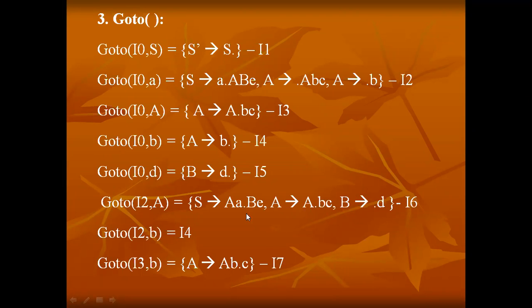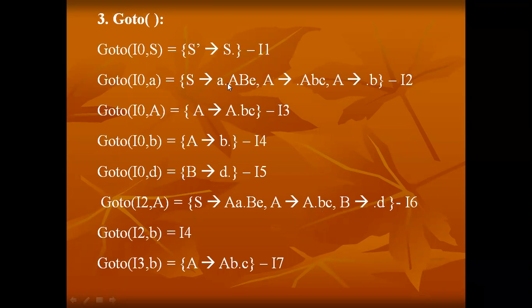Why I'm writing this is because here after dot I have the non-terminal B. If I have a non-terminal B, I need to write the rules of B from the I naught. Make a note. And here, after dot I have terminal B, so no need to write anything here, right? If you understand the rules I2 and I6, then it is clear to you all.